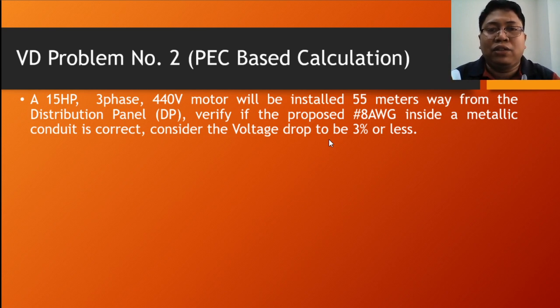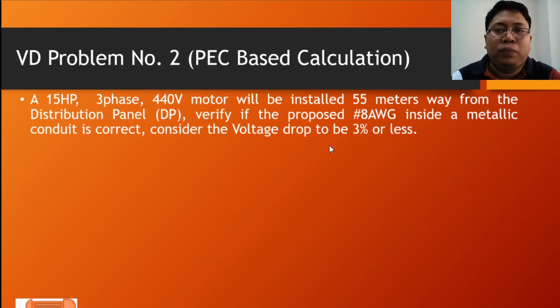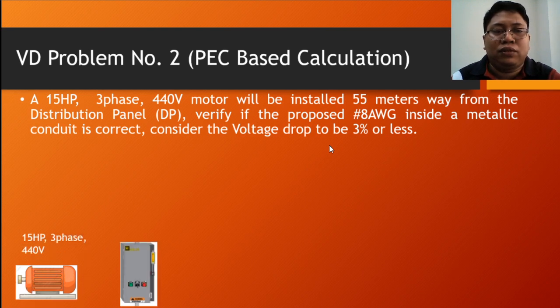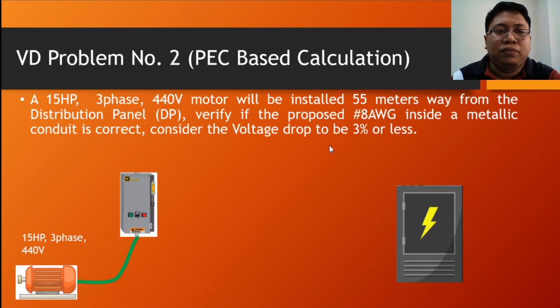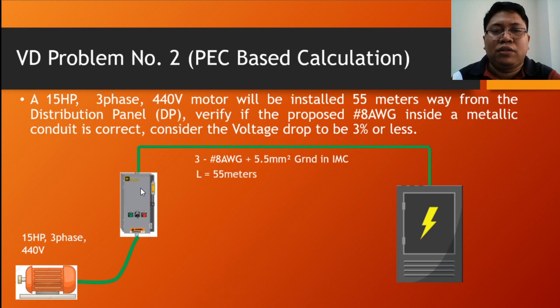So, mangyayari dito is branch na siya. Verify the proposed number 8, o meron siyang proposed, so 8 mm squared ang proposal, inside the metallic conduit is correct. Consider the voltage drop to be 3% or less. Gawa natin ng diagram. We have the motor control protection device. Ito yung cables natin. 55 meters.